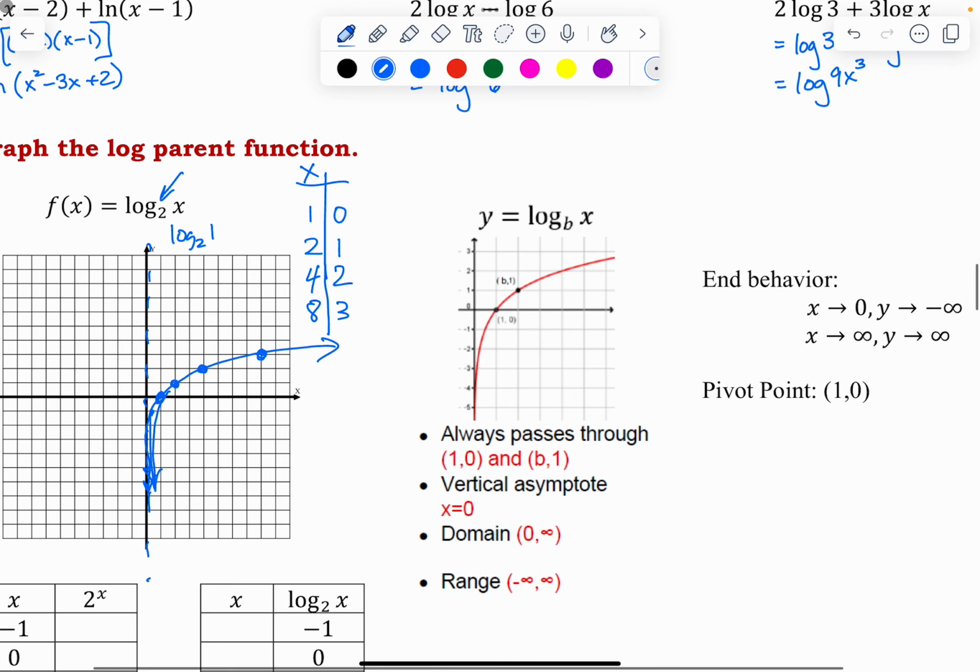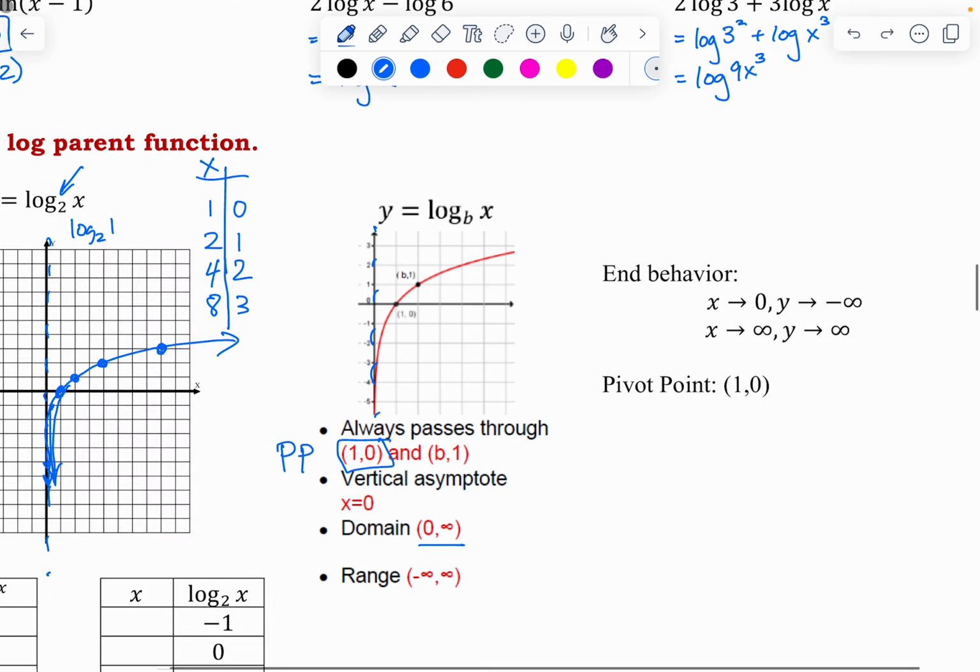So it always passes through 1, 0, and then B, 1, whatever the base is. This is what I would call that pivot point. Remember how we talked about that in exponential functions? We have a vertical asymptote at x equals 0 unless we have some transformations that start shifting it around. Our domain goes from 0 to infinity with a soft bracket. You can't take the log of 0 or the log of something negative, so that's not possible. And our range goes from negative infinity to positive infinity.